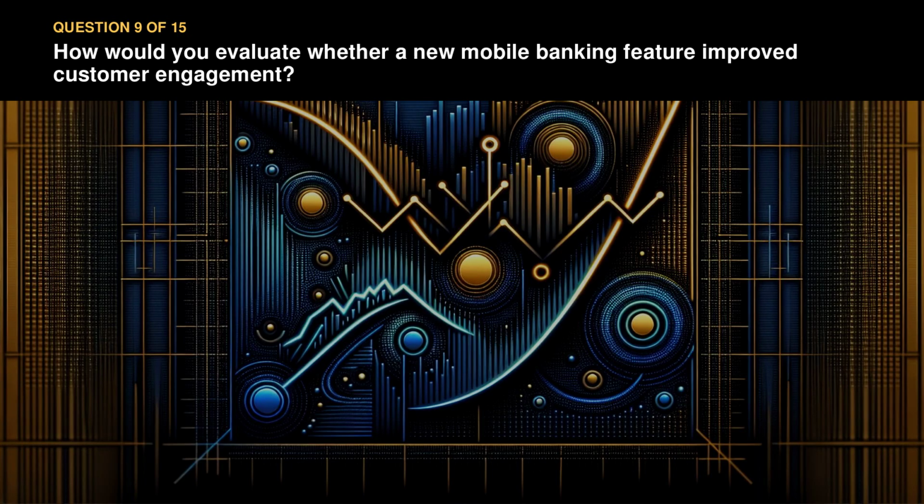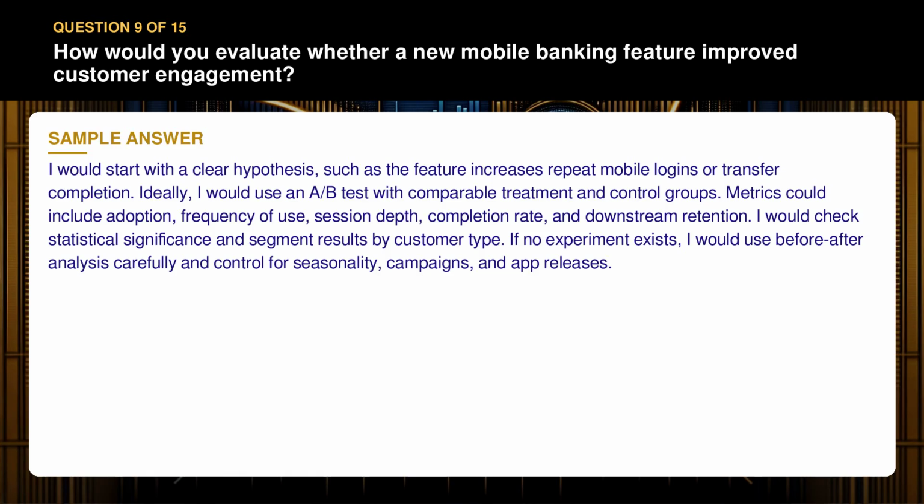Question 9. How would you evaluate whether a new mobile banking feature improved customer engagement? I would start with a clear hypothesis, such as the feature increases repeat mobile logins or transfer completion. Ideally, I would use an A/B test with comparable treatment and control groups. Metrics could include adoption, frequency of use, session depth, completion rate, and downstream retention.